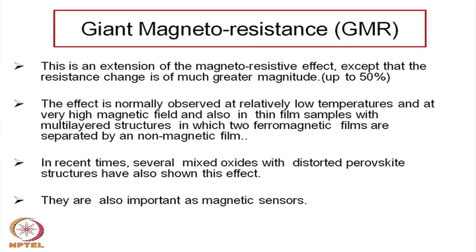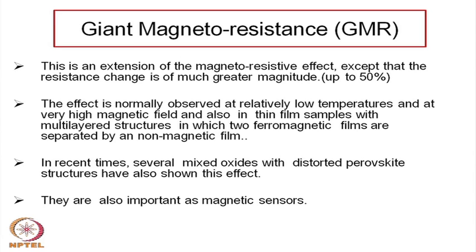Particularly, the structure of this kind of system is a multi-layered structure of thin films, in which a non-magnetic film is sandwiched between two ferromagnetic films. If such a material can be synthesized or fabricated, it has been observed to show a very high magnetoresistance effect, which is called giant magnetoresistance.